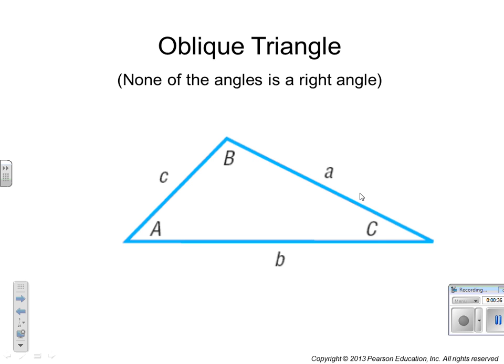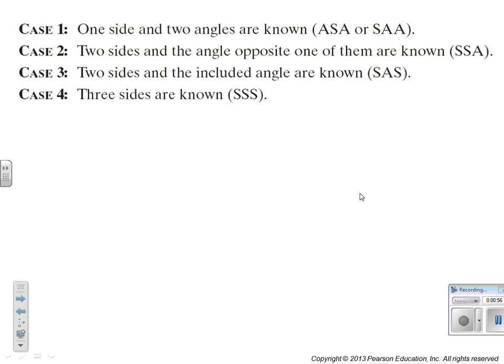When we're in the oblique triangle category, we can't use the Pythagorean theorem, we can't use trigonometry in the classic sense, because trigonometry requires a right angle. So what do we do? We just give up, lay down, forget it? Or we go into the law of sines.